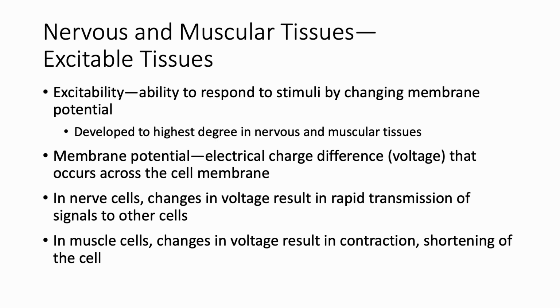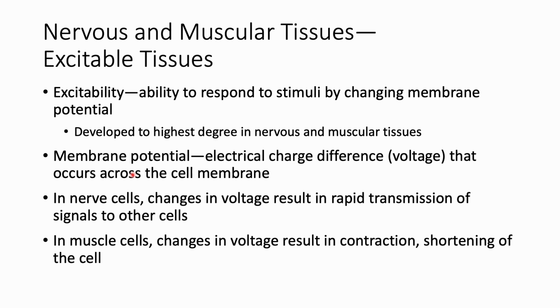Next, we have nervous and muscle tissue. Nervous and muscular tissue are excitable tissues. What does that mean? Excitability is the ability to respond to stimuli by changing membrane potential. What is membrane potential? The electrical charge difference, or voltage, that occurs across the cell membrane.